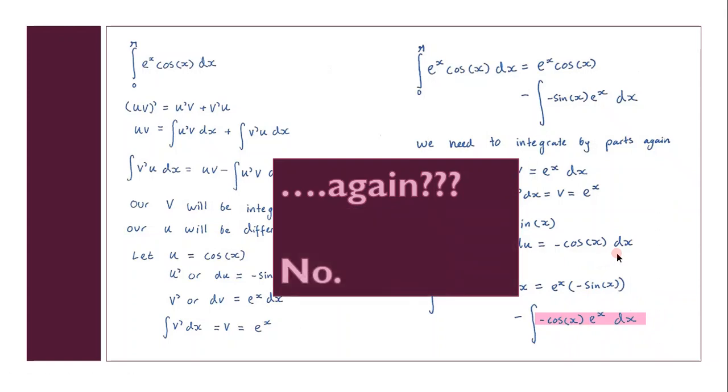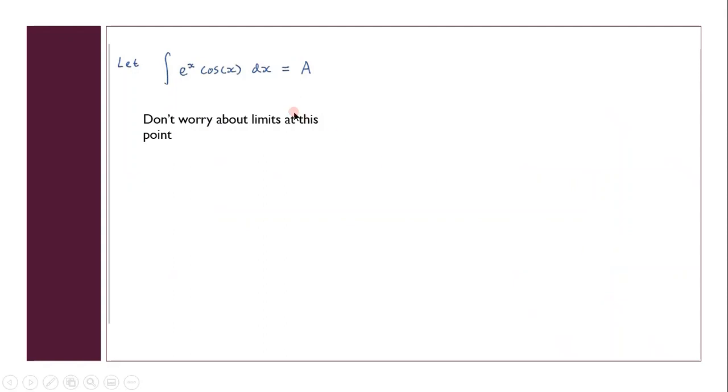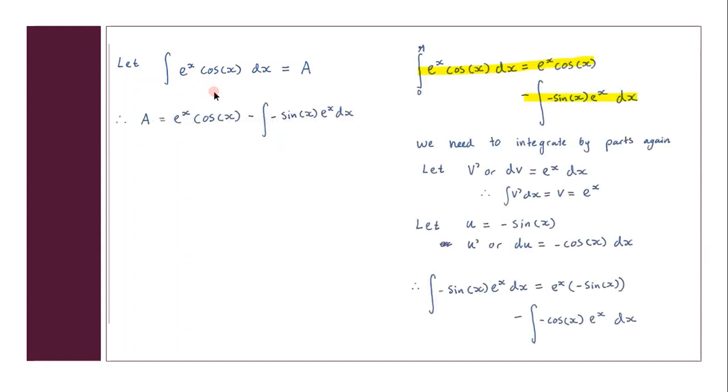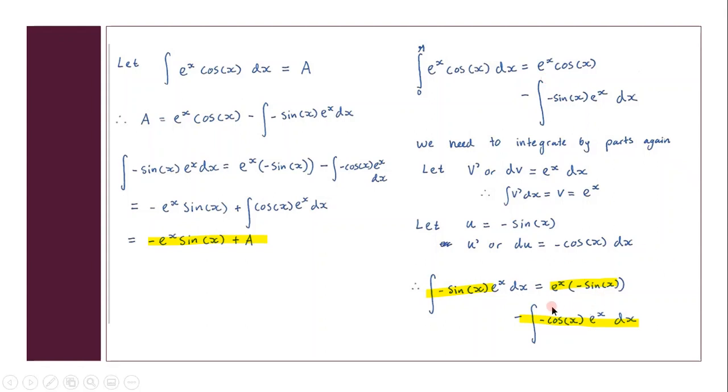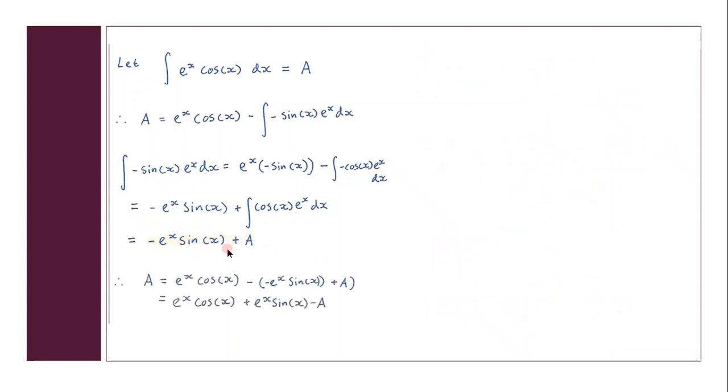Yes, there is. So no, we don't have to do it again. So let our original function that we're trying to integrate equal A. Don't worry about limits at this point. So remember how we found the integration by parts for the first round. The first time that we did it was this function. That means A will just be equal to this. And then remember we integrated by parts again. And this is the formula we got. And notice how we actually got our original integral in the second time that we integrated by parts. So this is what this simplifies down to.